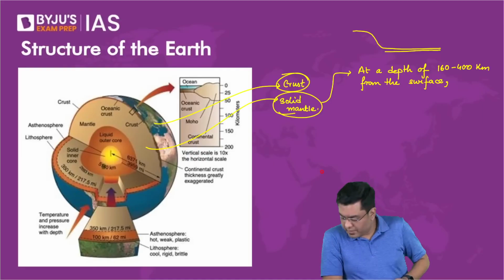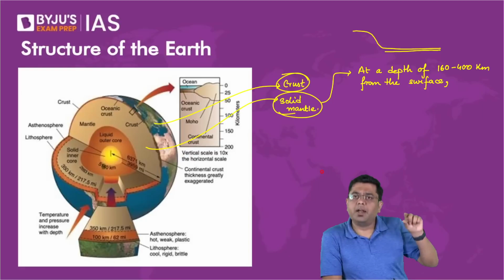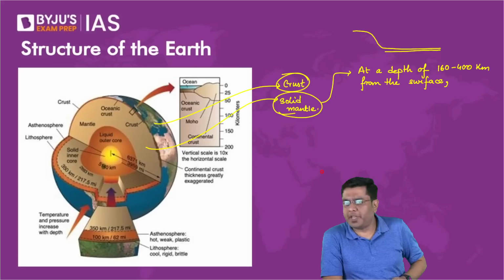How many kilometers of crust from the surface? Yeah, we have close to around 35 to 50 kilometers of thickness. And then are we having any disadvantage of the outer core being in liquid? No.